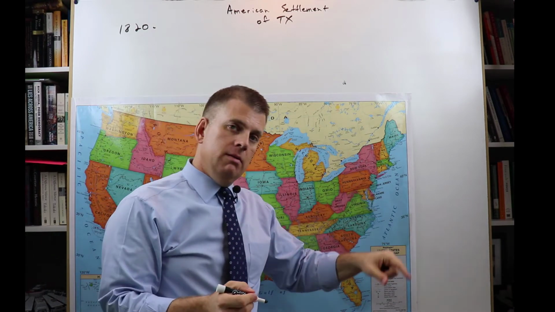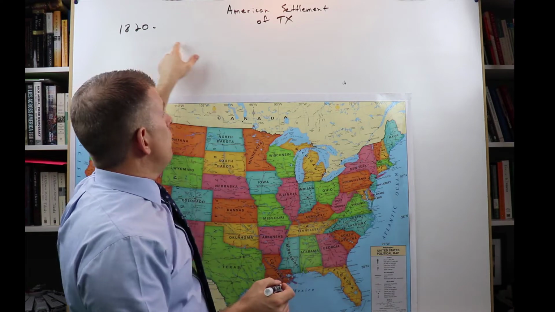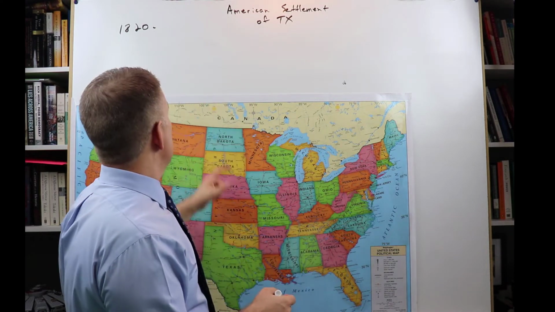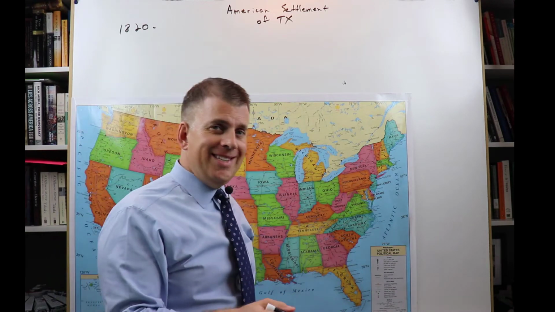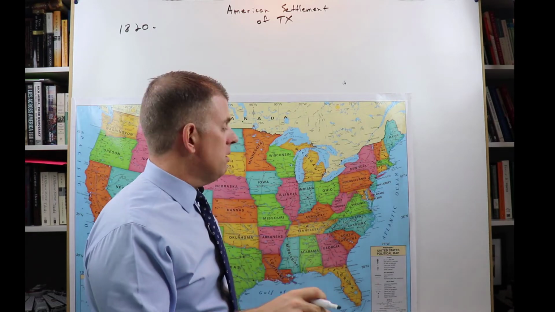So we looked at Spanish and French exploration and settlement. Now we're jumping ahead, 1820. We're going to look at American settlement in Texas, all right? So we're going to go from about 1820 to about 1836, right? Those few years, just 16 years, not very long, okay?